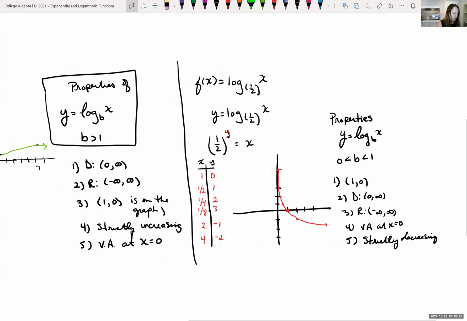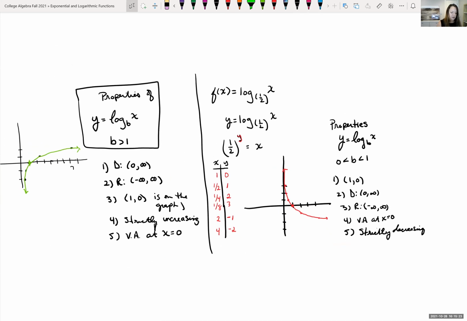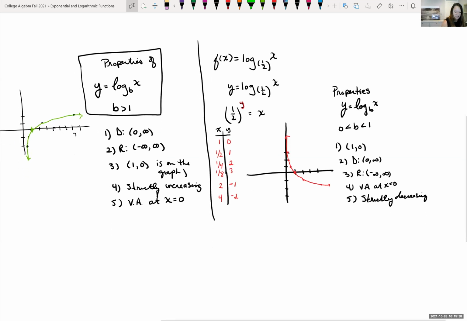Okay. So being able to recognize what the general shape of the graph is helpful. And then you can start applying some of the transformations to some of the graphs, or to graph them, that we learned previously in the semester.